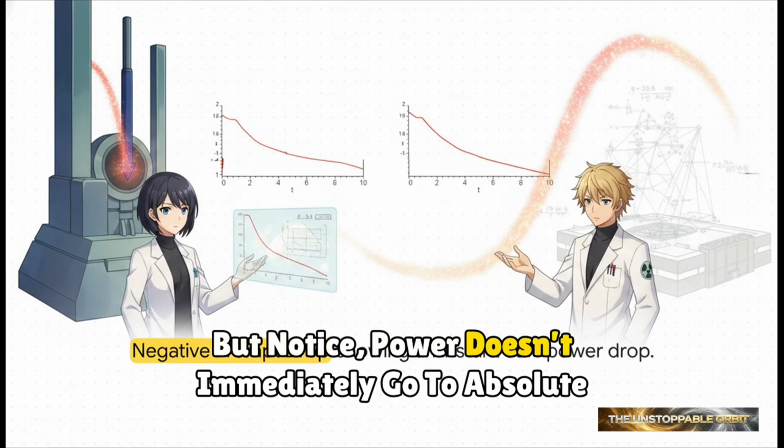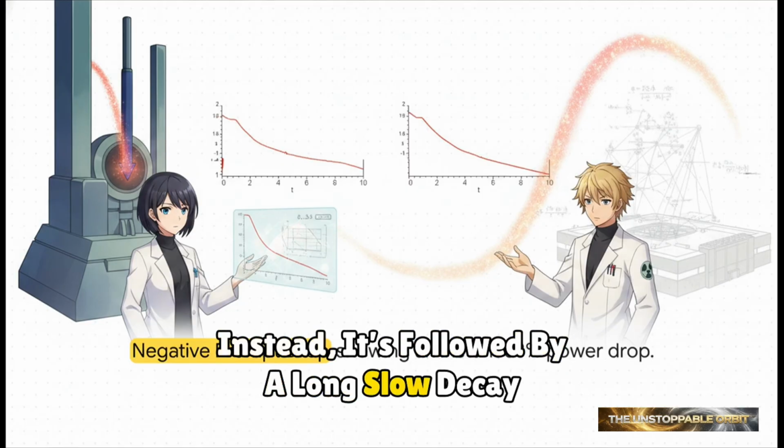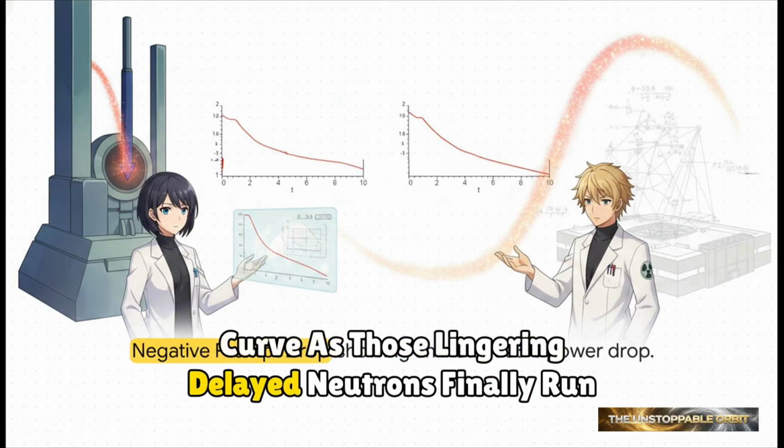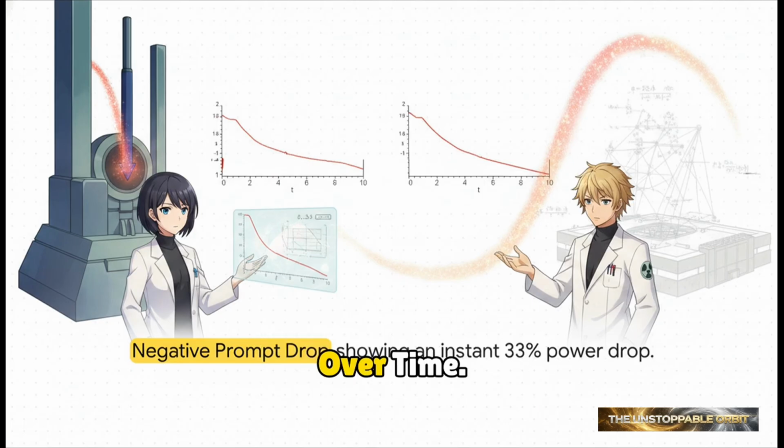But notice, power doesn't immediately go to absolute zero. Instead, it's followed by a long, slow decay curve as those lingering delayed neutrons finally run out of steam, slowly lowering the power output over time.